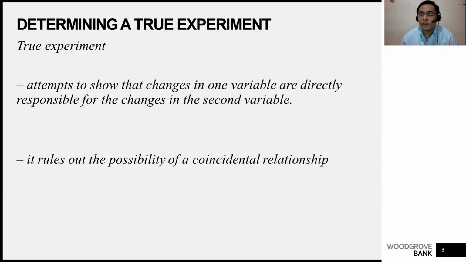Okay, a true experiment attempts to show that changes in one variable are directly responsible for the changes in the second variable. Okay, then this is the important part. It rules out the possibility of a coincidental relationship. So what we call the coincidental relationship is what we call an accidental relationship.